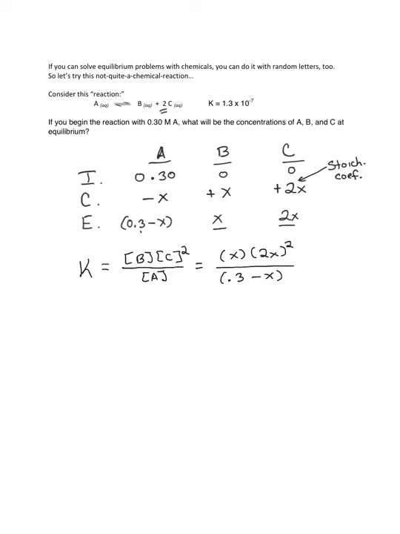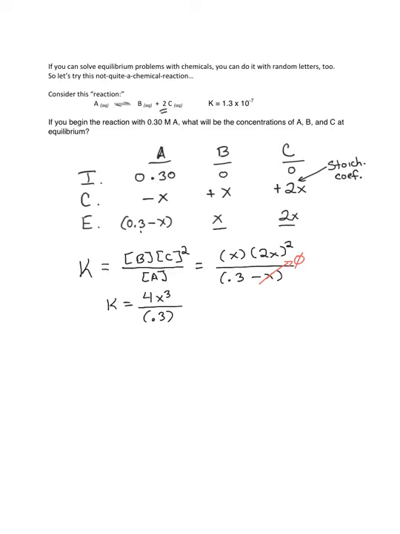Now, we always start by trying to make things easy. So let us start with the assumption that 0.3 minus x is essentially just 0.3. We'll check this after we work the problem, but for now, let's try the assumption and hope that we can get away with making this an easy problem. So that means K is equal to, if I take this top, 2x squared is 4x squared, and 4x squared times x is 4x cubed, so that's the top. And the bottom now is just 0.3.